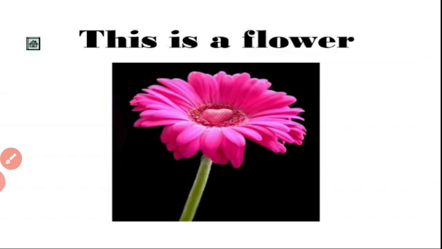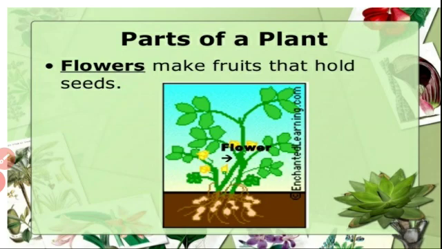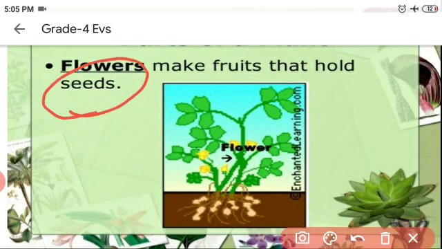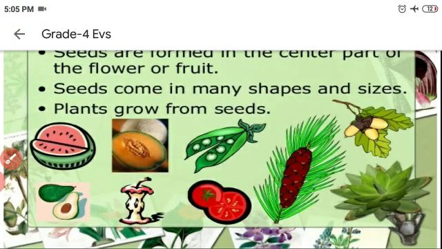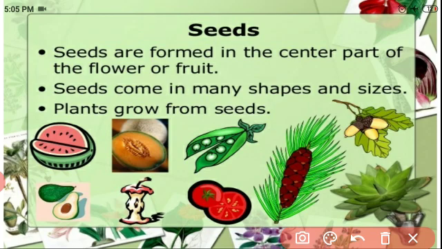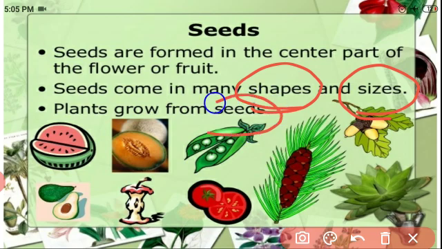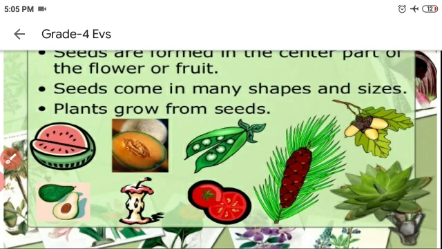What is this? This is a flower. Flower also plays a major role. Shall we see? Flowers make fruits that hold seeds. What will it hold? Seeds. Seeds are formed in the center part of the flower or fruit. Seeds come in many shapes and sizes. Here you can see different kinds of seeds of different shapes. Plants grow from seeds.